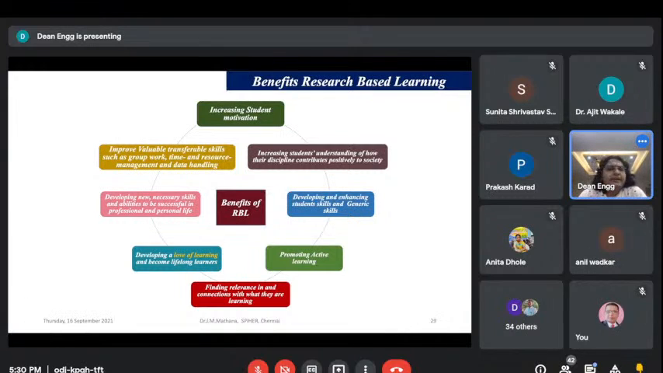Now, what are the benefits? Definitely, it improves the students' motivation. It improves skills such as group work, because a project is involved, and time and resource management. It develops new skills and abilities useful for the students' successful professional life as well as personal life. Because of research-based learning, students love learning, so that they become lifelong learners, right? These are some of the benefits of research-based learning.